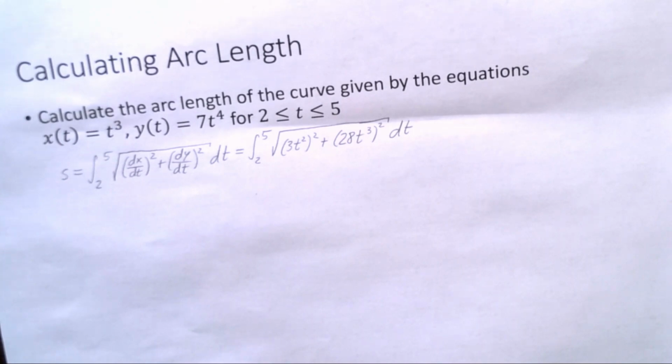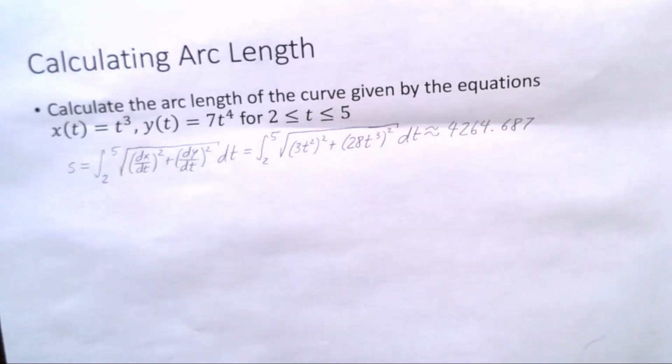From here, it is best to do this integral in a computer, as doing this analytically is not easy, and possibly, I'm not sure for this case, it might be impossible to do this analytically. Either way, we can use a computer for this integral and we end up getting 4,264.687. So that is the calculated arc length. For parametric functions, that sums up all of the calculus that we will be doing with them.